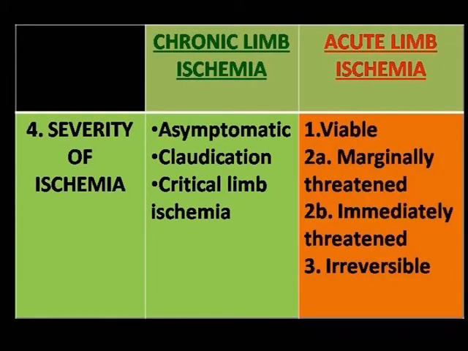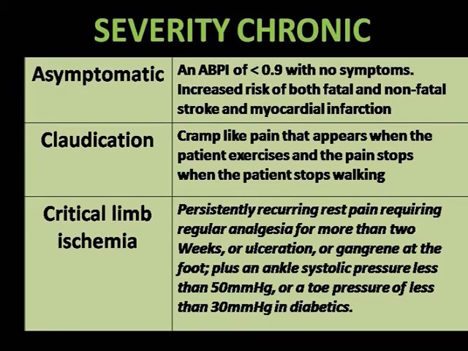The next question we have to answer is the severity of the ischemia. We basically divide chronic limb ischemia into three groups: whether the patient is asymptomatic, whether the patient has claudication, or whether the patient has critical limb ischemia. If we look at the first group, the asymptomatic group, this is defined as patients with no symptoms, but an ABPI, or ankle brachial pressure index, of less than 0.9.